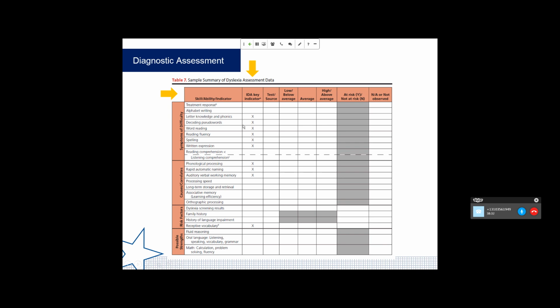And again, the different tests that you select during the diagnostic assessment and administer will provide information in these various areas. In the second column, I just want to call your attention to the areas that are specifically flagged by the International Dyslexia Association as being key indicators for dyslexia. That doesn't mean that none of these others are. In fact, we know they are, but these are flagged by IDA as key indicators.